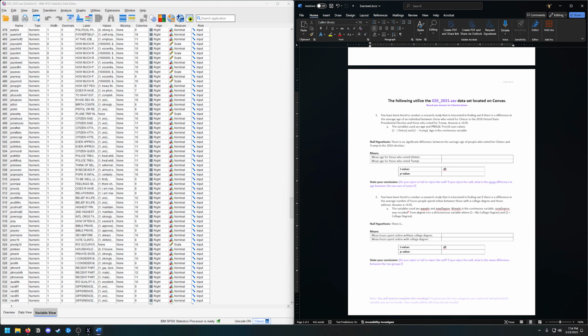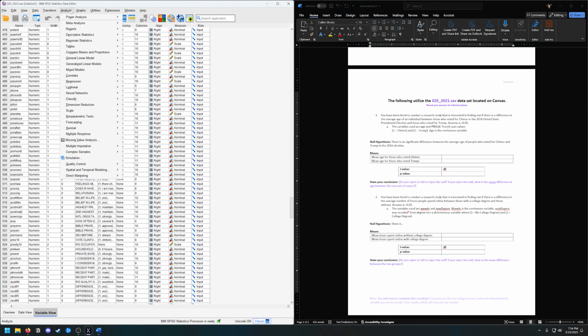So if you go over to SPSS, we will go to Analyze, and then we are going to go down to Compare Means, and we are doing independent samples t-test. You see there's a whole bunch of different ones here. This is the one that we are doing.